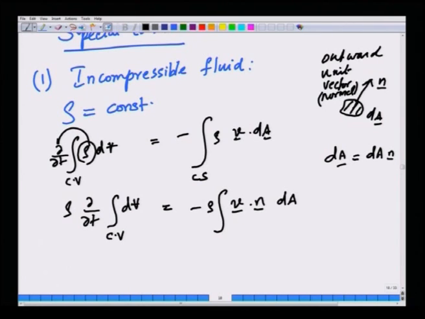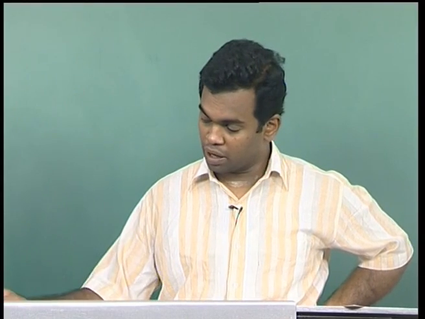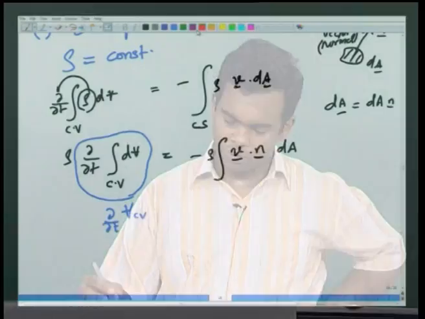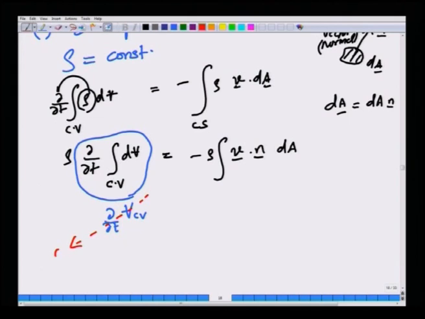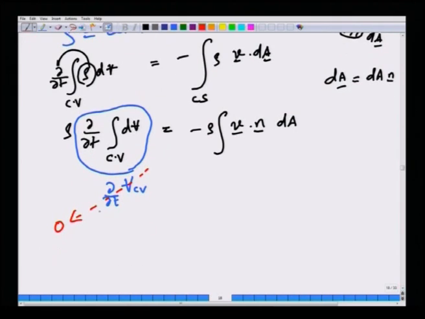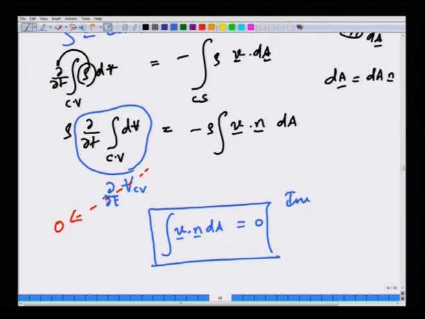Now, let us see what this term means. This is the integral over CV of dV, which means this is d/dt of the volume of the CV itself. But the CV is a fixed region in space, so its volume does not change with time, unlike a material volume which changes with time. So, this becomes 0. This left side is 0. So, the right side for an incompressible fluid simplifies to the integral of V dot n dA equals 0. This is the most general form of the mass conservation equation for incompressible fluids.